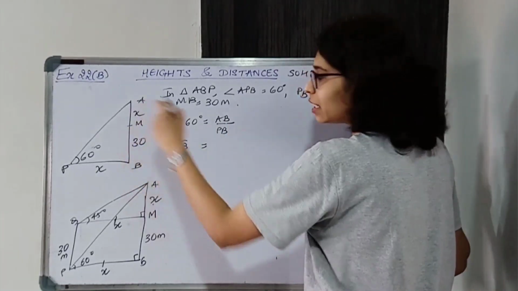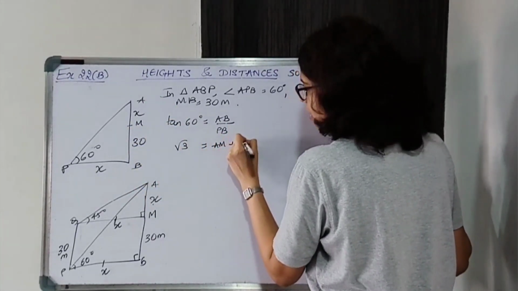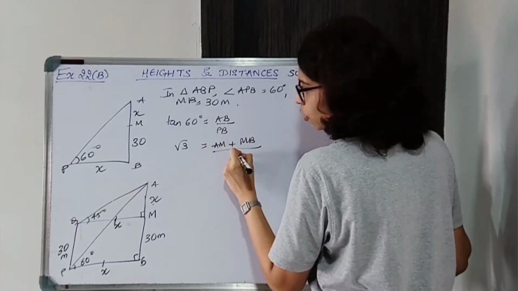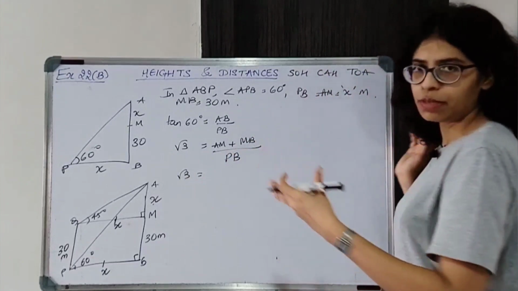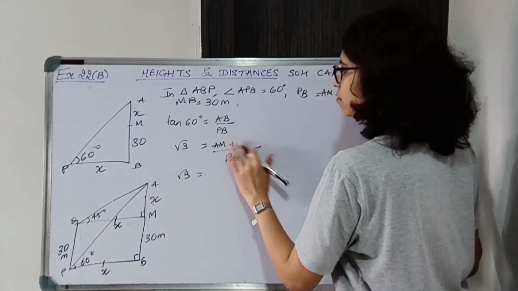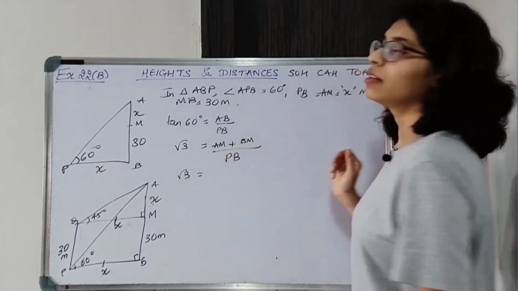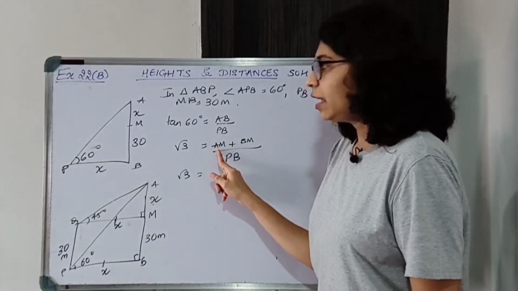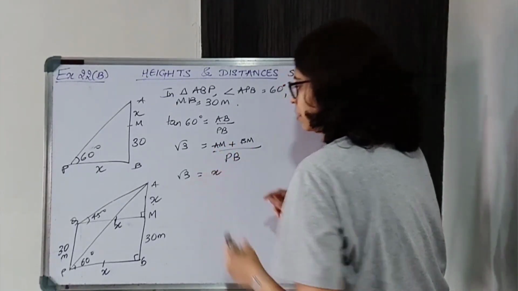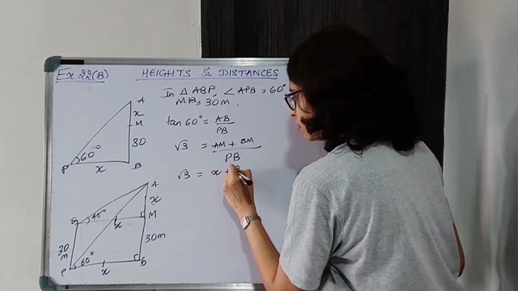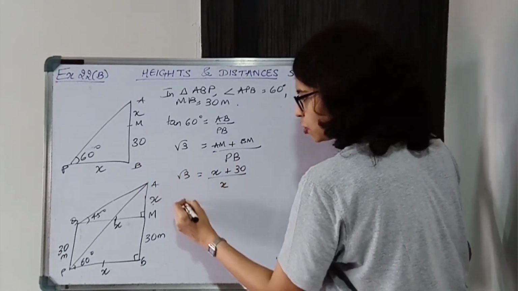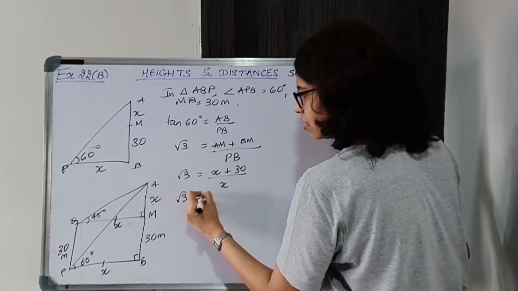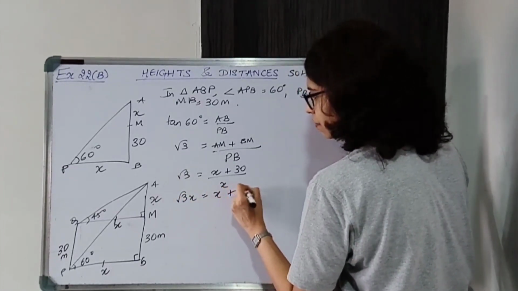Let us split AB as AM plus MB upon PB. MB is nothing but BM. Alright, so you can write it as BM. Okay, it does not matter. Now AM is x, BM is 30, PB is x. Just shift this, so √3x is equal to x plus 30.